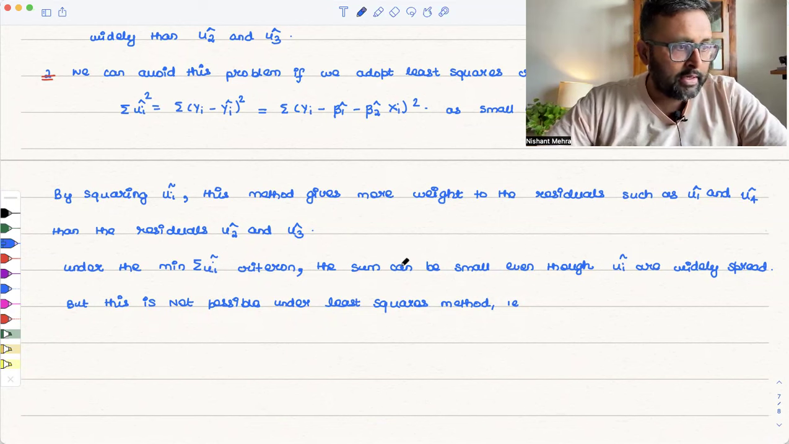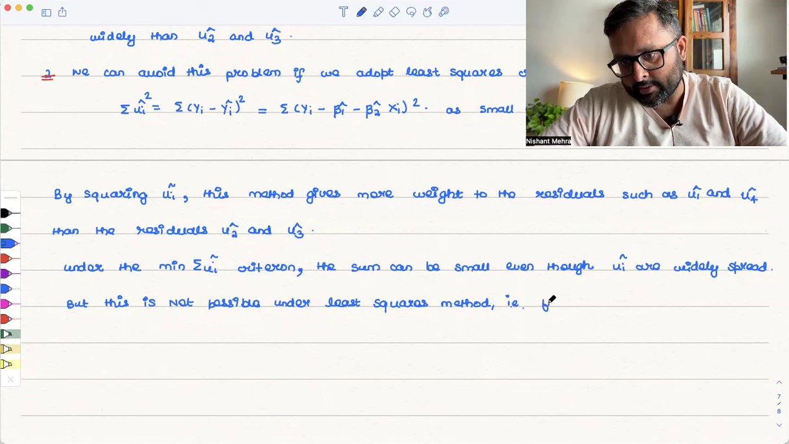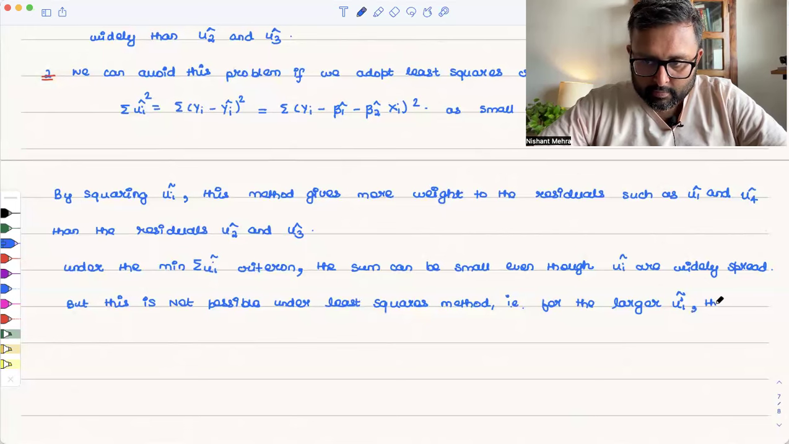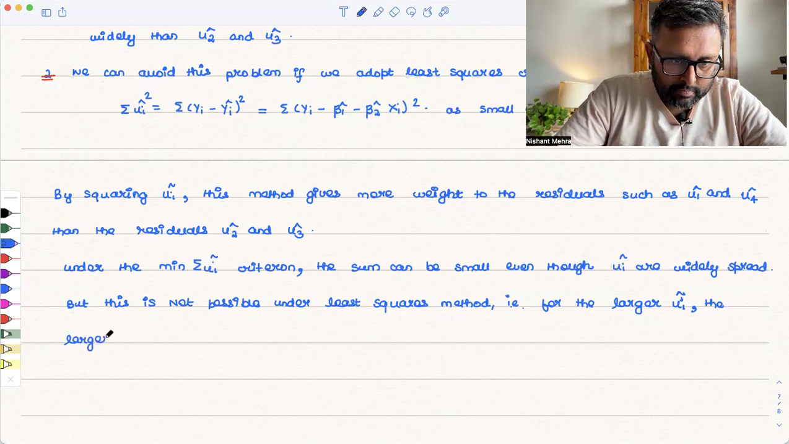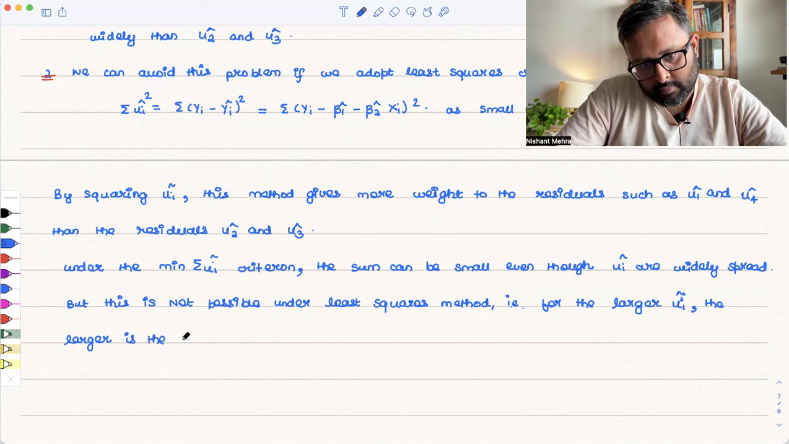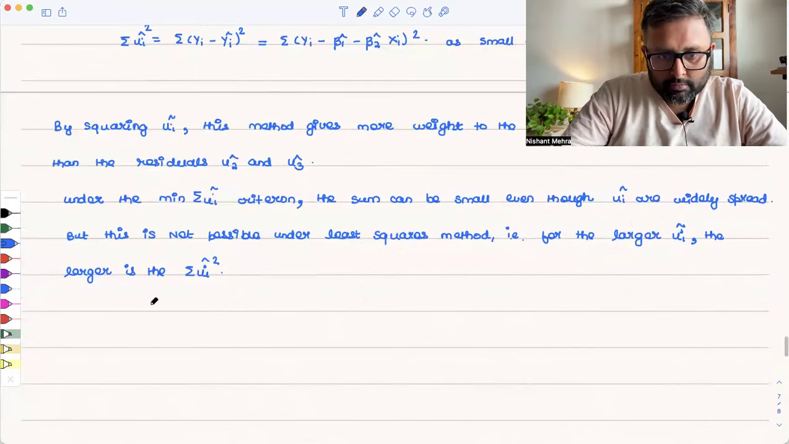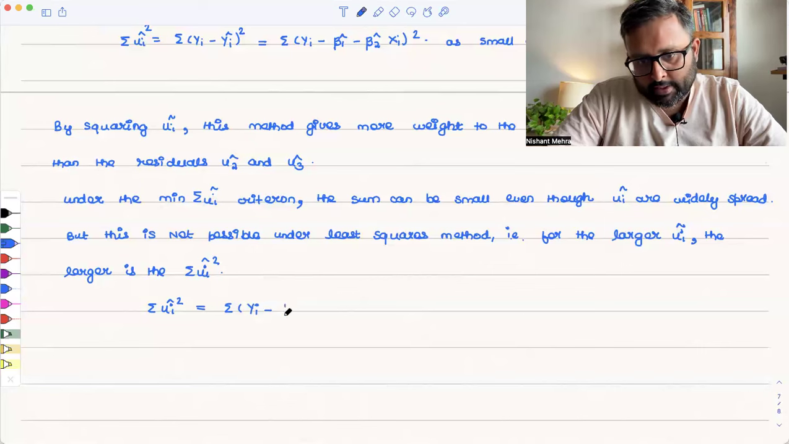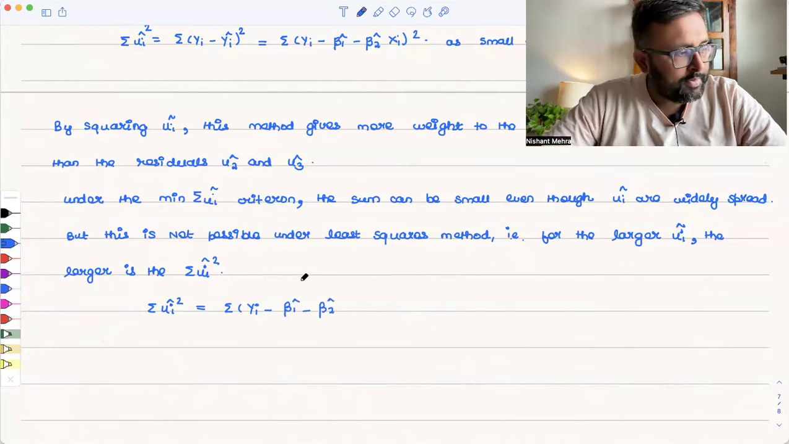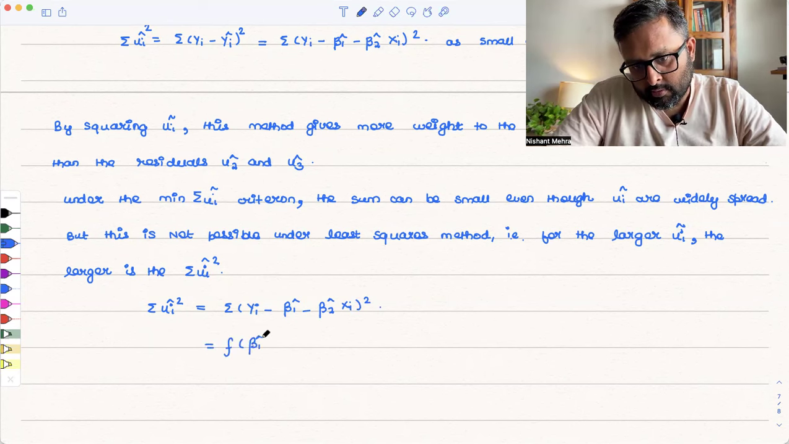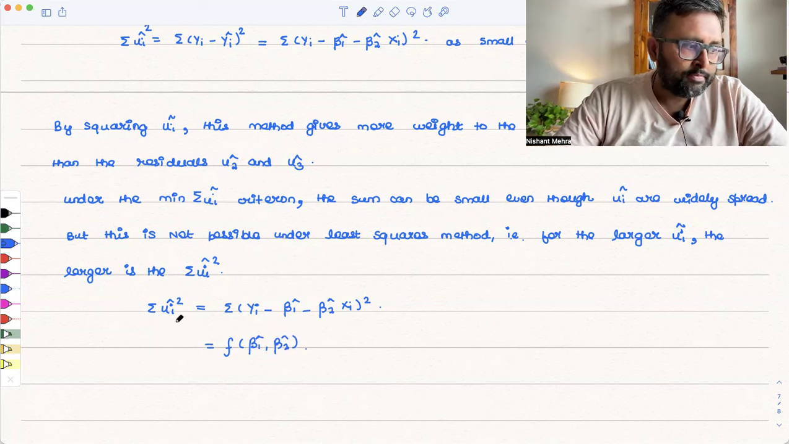This is not possible under the least squares method, for the larger ui hat, larger is the summation of ui hat square, right? Summation of ui hat square is yi minus beta 1 hat minus beta 2 hat xi, whole squared. So this is a function of what? Beta 1 hat and beta 2 hat.